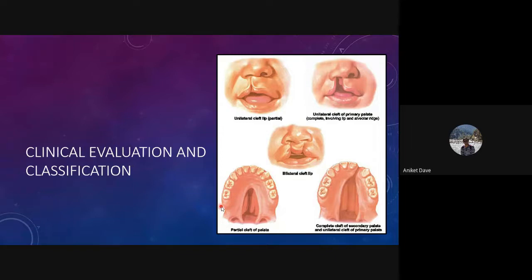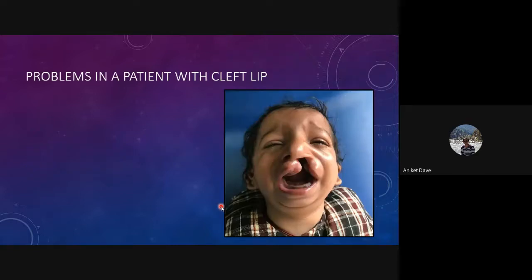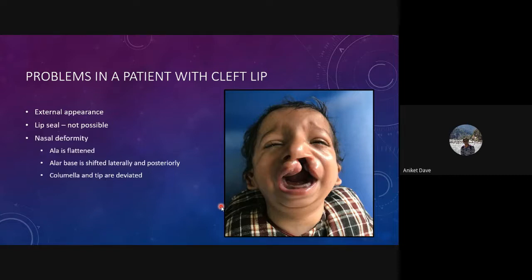Next, we'll come to some of the clinical presentations of these children, and then we'll proceed to some of the cases which we have treated here in AIIMS Jodhpur. A child who presents with a cleft lip appears like this. The biggest problem is, as obvious, the external appearance. There's a large defect in the upper lip, and the lip seal is not possible, which can cause some problems during feeding. There's a nasal deformity, which I described in more detail earlier, and there's also hypoplasia of the maxilla on the ipsilateral side. There's also a cleft in the alveolus, which is the part of the jaw where the teeth are present, and this is in the region of the canine.